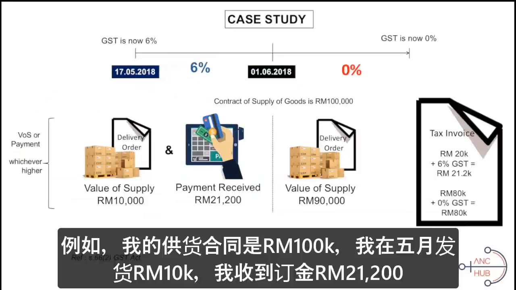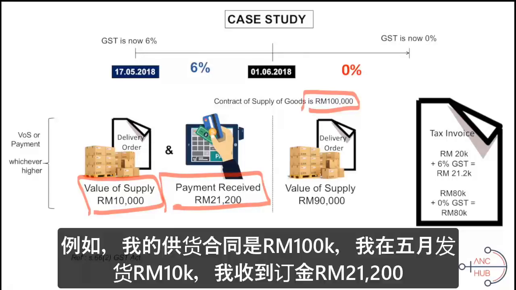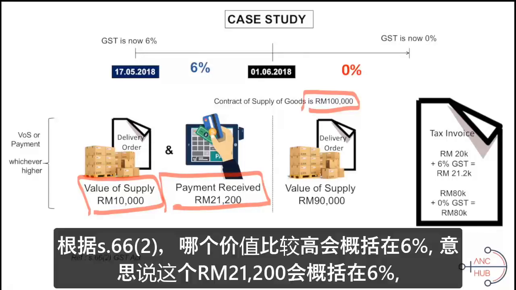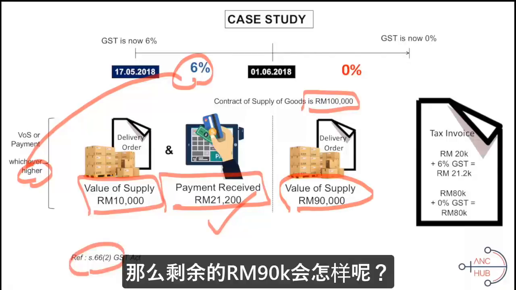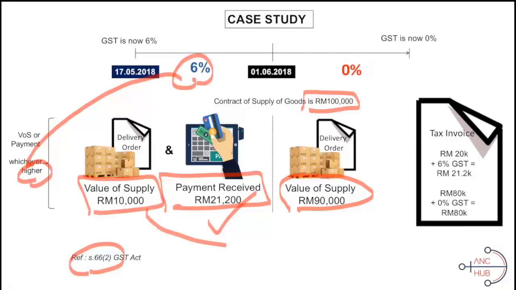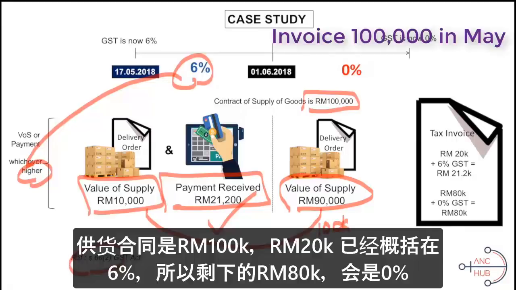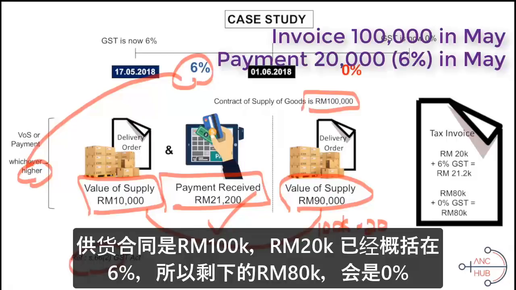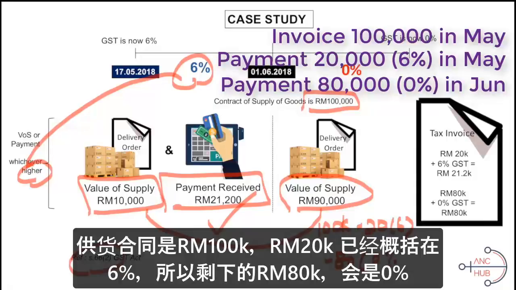For example, in this case, my contract of supply of goods is 100,000. I issued my stock in May for 10,000 and I received a part payment or deposit payment of 21,200. Applying section 66(2), it says whichever is higher will be subject to 6%, which means this 21,200 will be subject to 6%. The balance is issued out later, so what will happen? Let's look here. The contract is 100,000 and 20,000 already paid based on 6%. So the balance of 80,000 will be 0%.